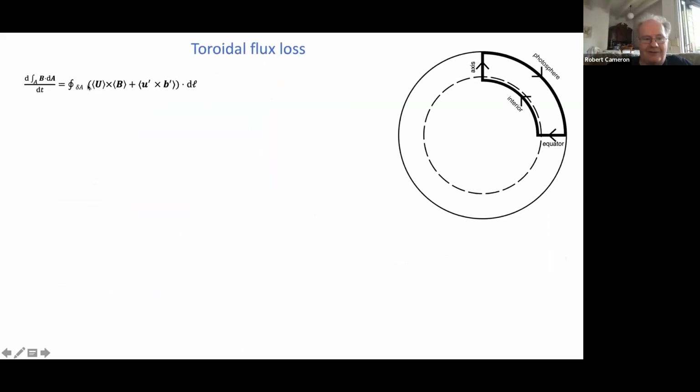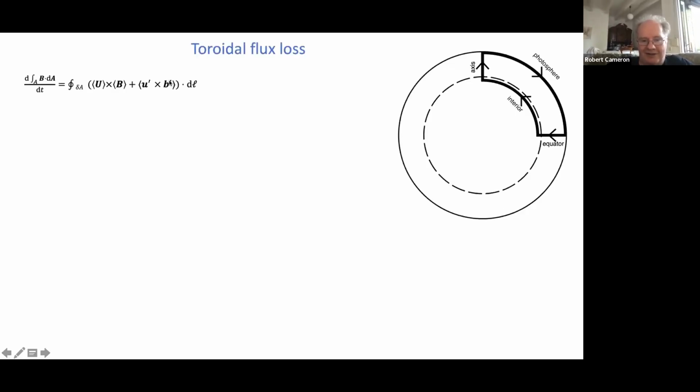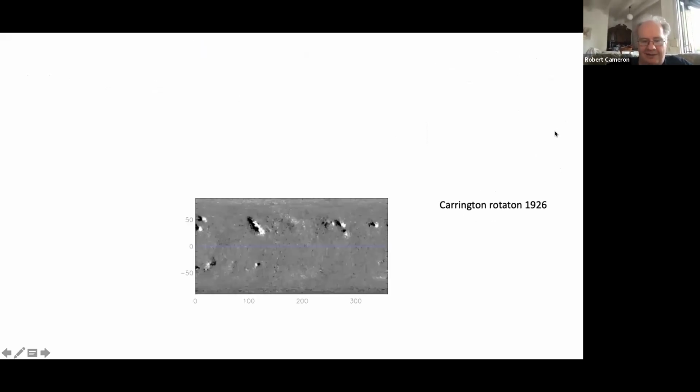So now I want to look at the toroidal flux loss. So we go back to the induction equation to which we have applied Stokes' theorem. And now we're going to concentrate on these little u and little b terms. Because we're looking at flux emergence, we'll be looking at these little u and little b terms through the photosphere. So I wanted to show you an image of what happens when flux emerges on the sun.